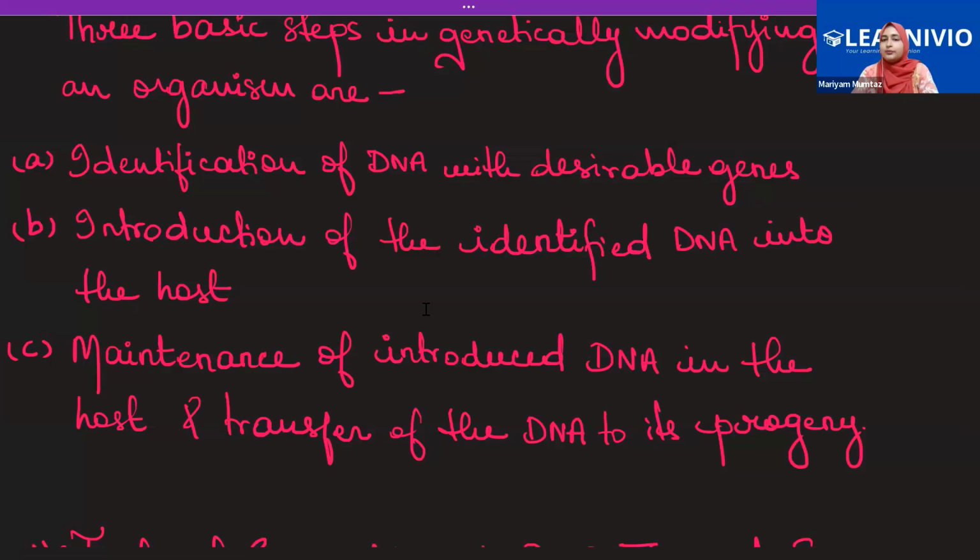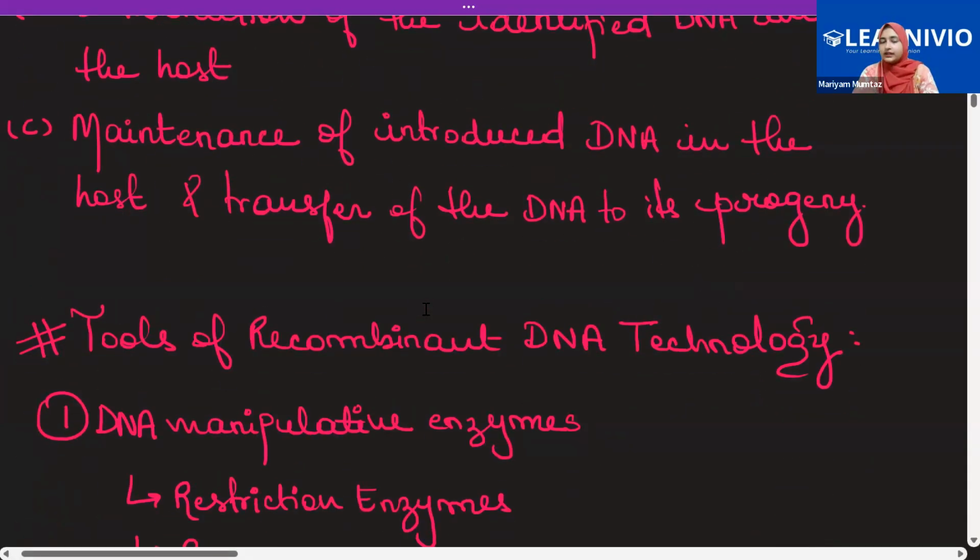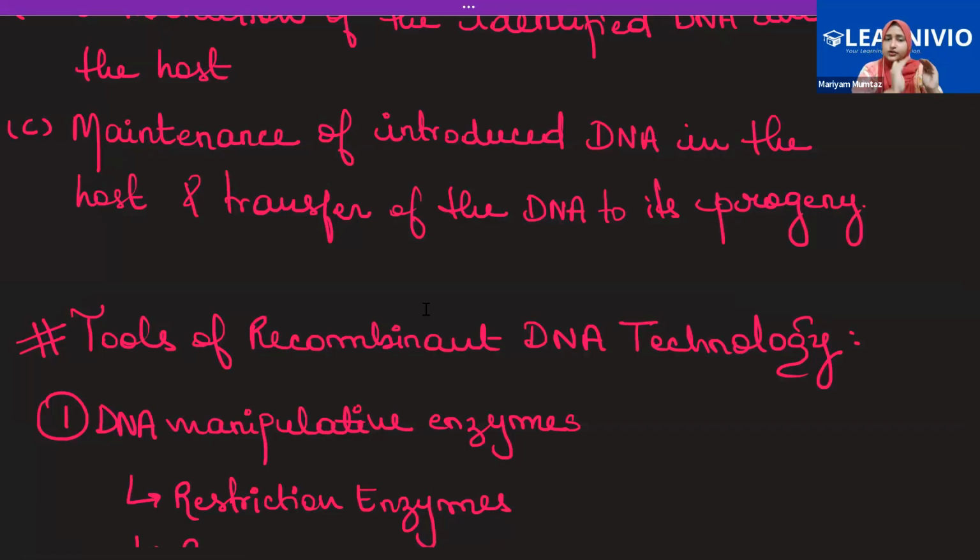Then you will take that identified DNA and put it into the host. Then you want to maintain it in the host so that the host further transmits it to the progeny. It is successful only when it becomes part of the host's DNA forever. Understood? Because if it gets lost in the middle, then it's of no use. So they keep it in the DNA.